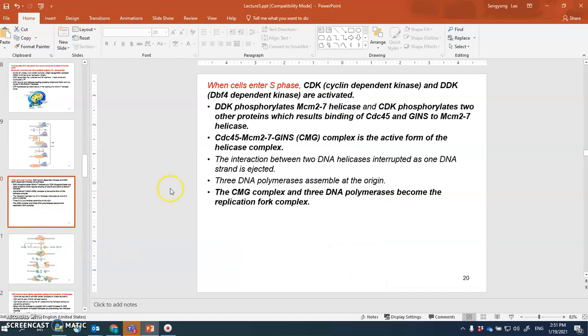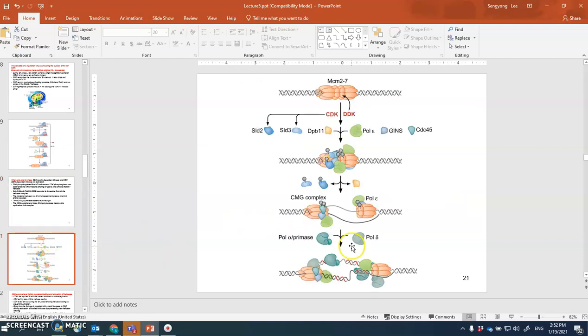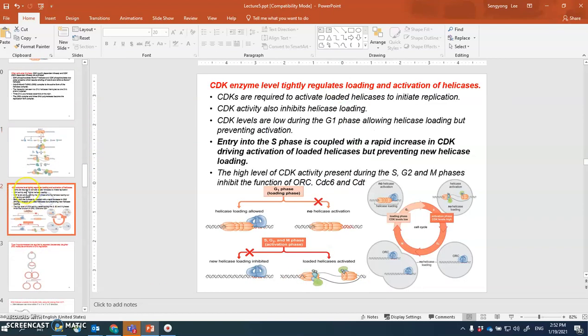Three DNA polymerases assemble at the origin, and then the CMG complex, which is made of CDC45, MCM2-7, and GINS, and the three DNA polymerases become the replication fork complex. So we're talking about the replication fork complex here. That's what happens. It's kind of complex. There are so many players in this process.